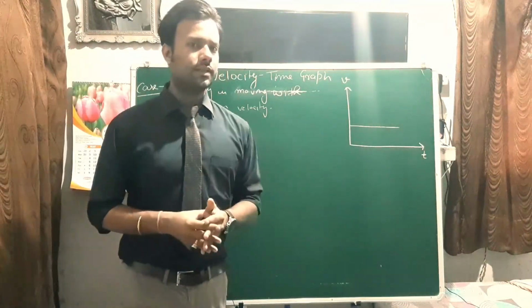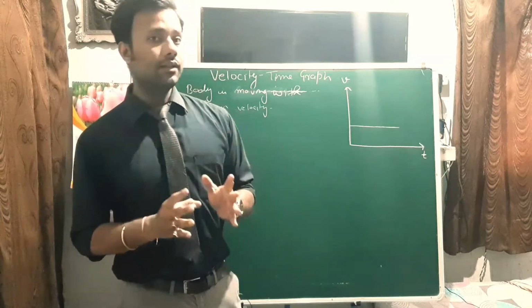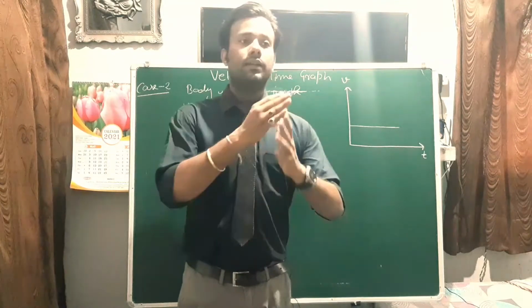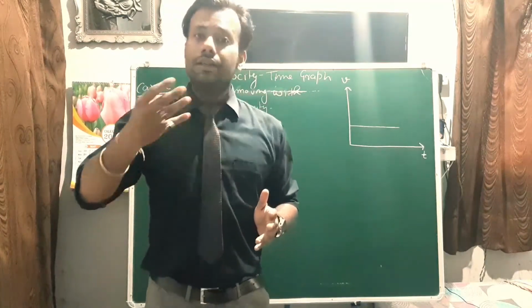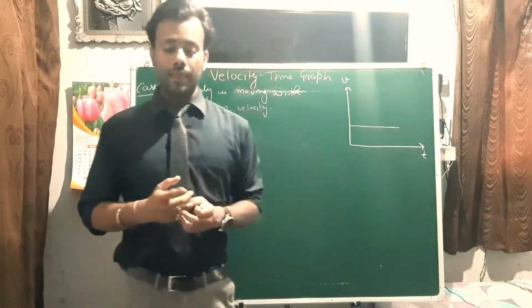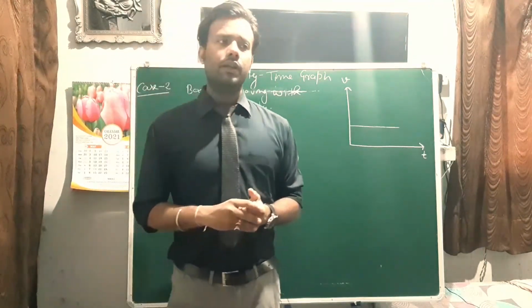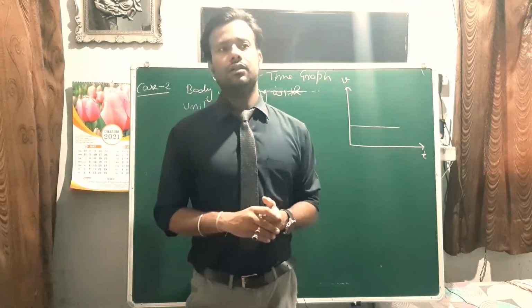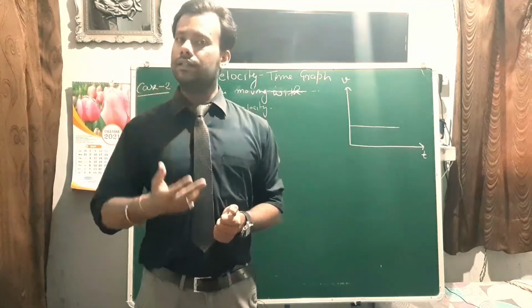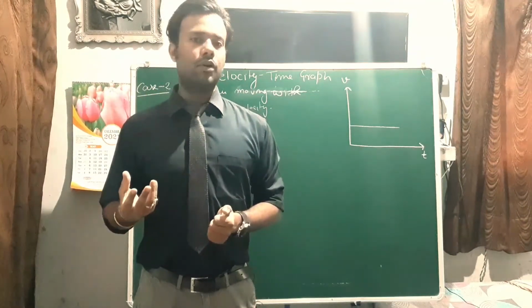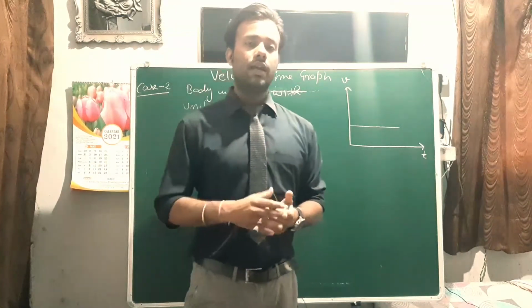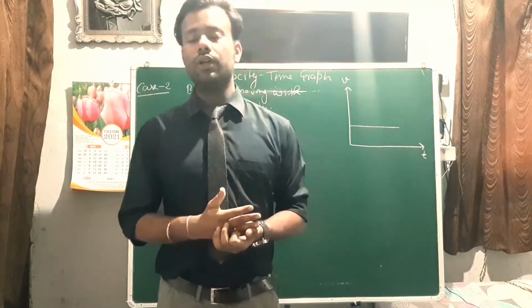Now what was the third case? The third case was when the body moves with uniform acceleration, right? It means that the body is moving with increasing velocity. Okay, let's see how the graph can be formed. Now one thing here is that it is not necessary that the velocity always increases, right? There's a possibility that the velocity can increase or decrease. That means the body can have uniform acceleration or retardation.